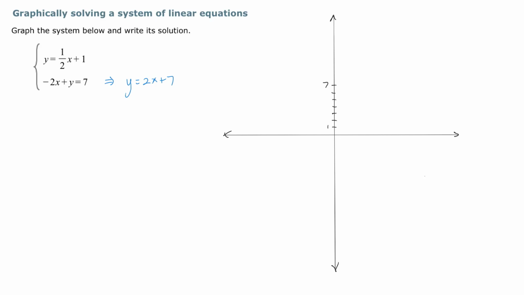Now the slope is up 1, right 2 for the first line. So I'm going to color this one in red. Up 1, right 2, from the y-intercept. The y-intercept is 1. And so it looks like I need those two right there. Let's play connect the dots.